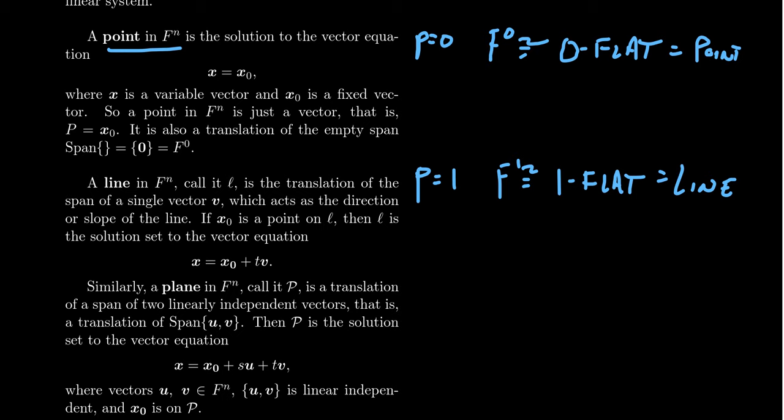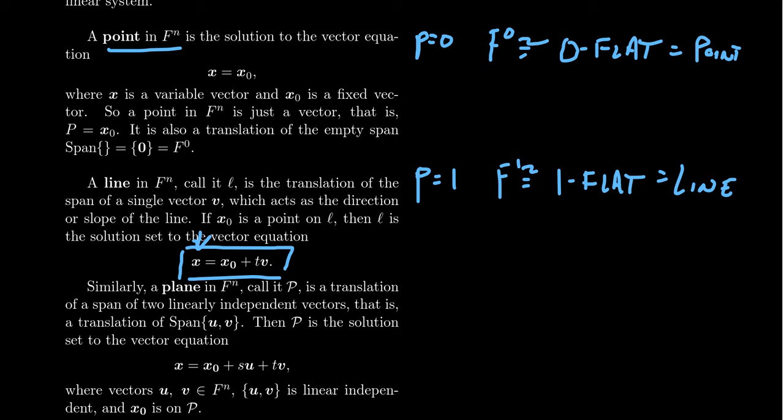For a line L, it turns out we have to know a point on the line and we have to know the slope of the line. If you think about it like high school algebra, we describe lines as the equation y equals mx plus b, where b is some point of reference, the y-intercept. This is a point on the line, and we have to know the direction of the line, which is called a slope.